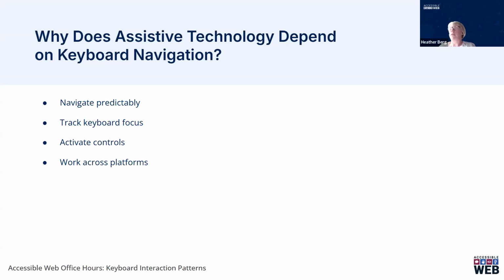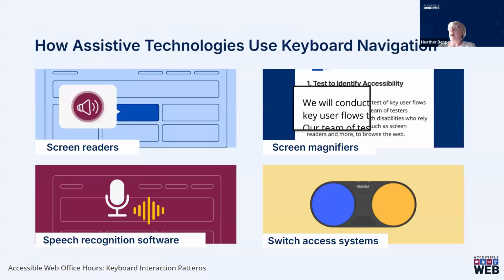So this shared framework gives users a reliable way to move through a page, know where they are, and operate things like buttons, links, menus, and form controls. Instead of creating their own navigation methods, assistive technologies build on this common foundation or interaction model of keyboard input. And this is one of the reasons why keyboard accessibility is considered a cornerstone of digital accessibility as a whole.